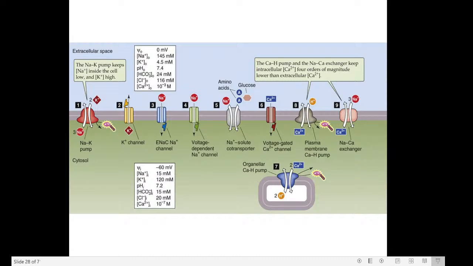The organelle calcium hydrogen pump is present in the nucleus. That is also a very important thing. That nucleus pump releases hydrogen from the nucleus to the cytoplasm, and allows the entry of calcium from the cytoplasm into the nucleus.